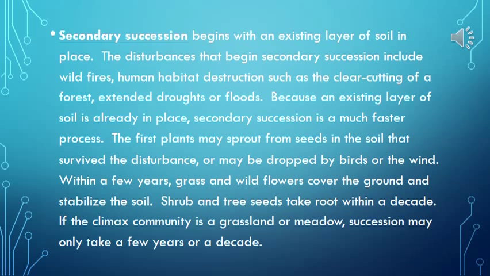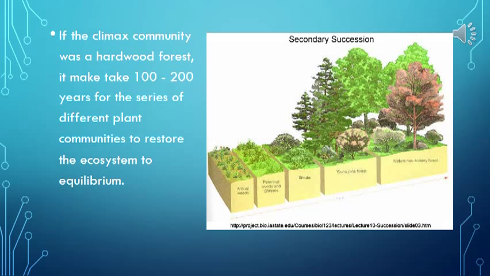If the climax community is a grassland or meadow, succession may only take a few years or a decade. If the climax community was a hardwood forest, it may take 100 to 200 years for the series of different plant communities to restore the ecosystem to equilibrium. Here, pine forests are eventually replaced by a hardwood forest.